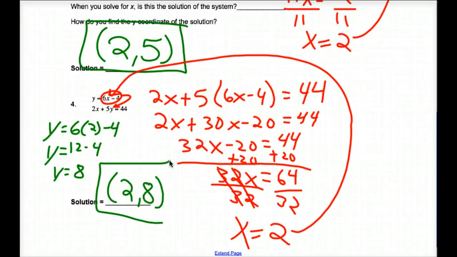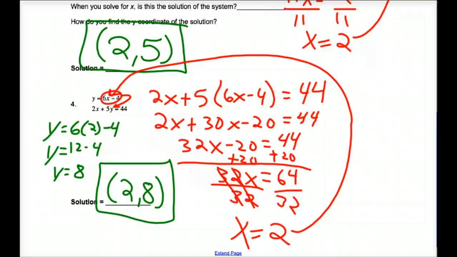How about the minus 4? It's 12. 12 minus 4 is 8. Okay. If you put the 2 into the second equation, you would still get y to be 8. It would still be true.